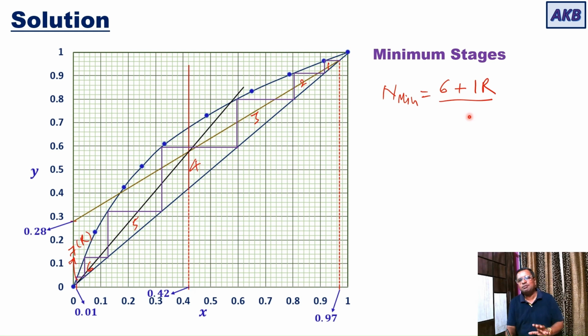So with this, I end my discussion on this particular numerical. Here, you must have learned how to find out the minimum reflux ratio and also how to find out the minimum number of stages. I hope you have understood the numerical, you have understood the solution.